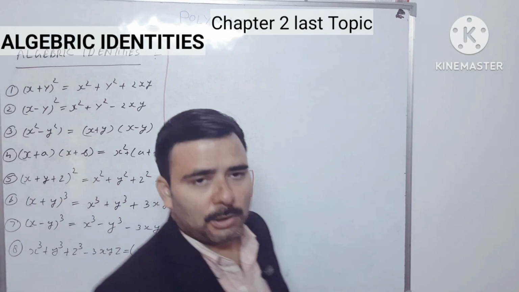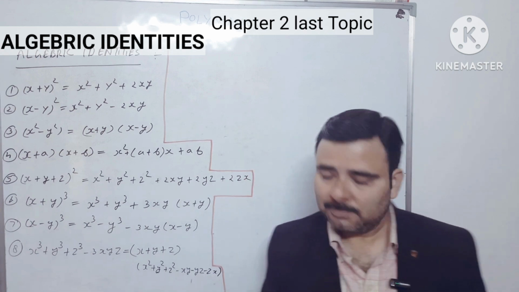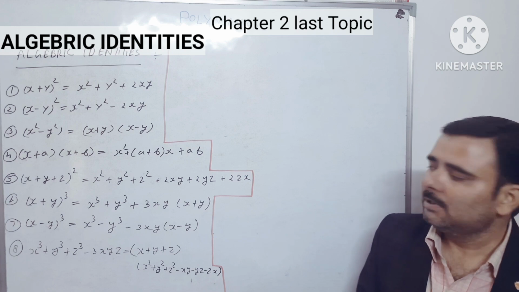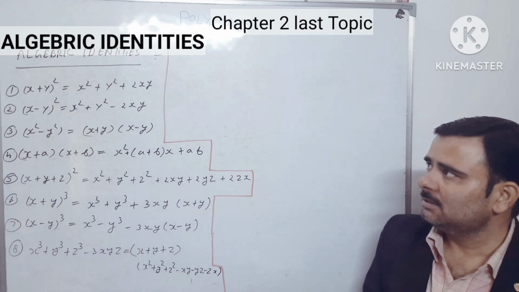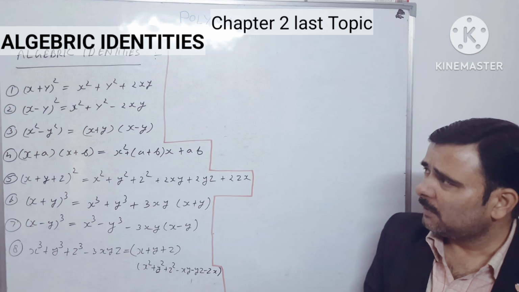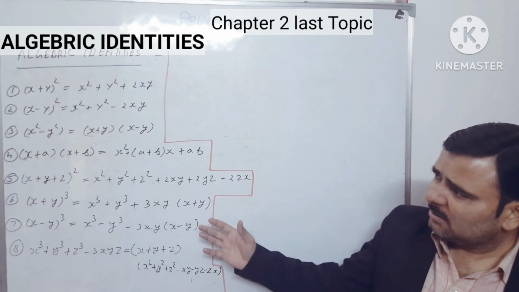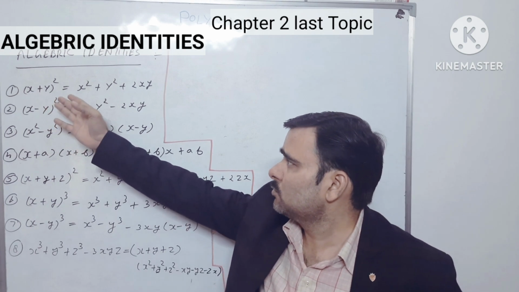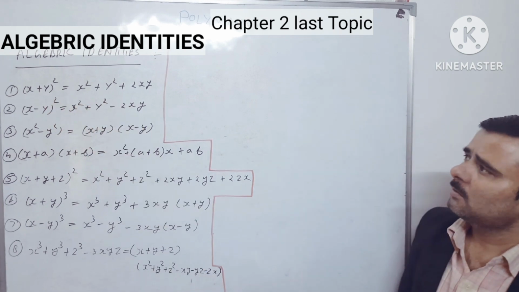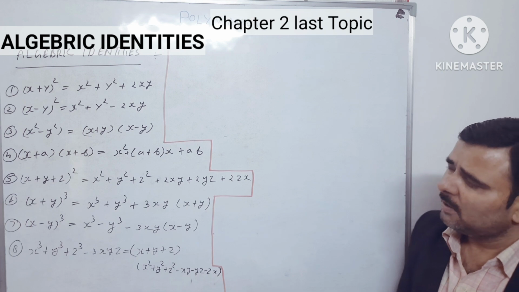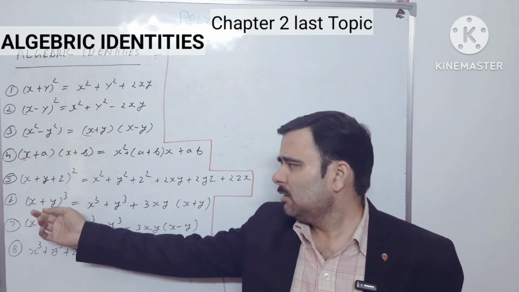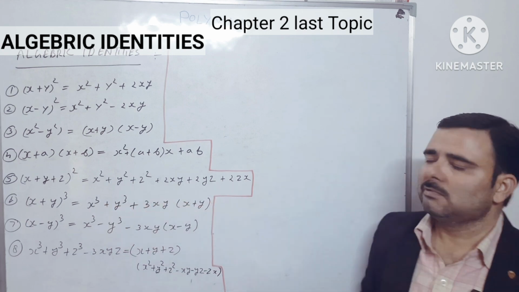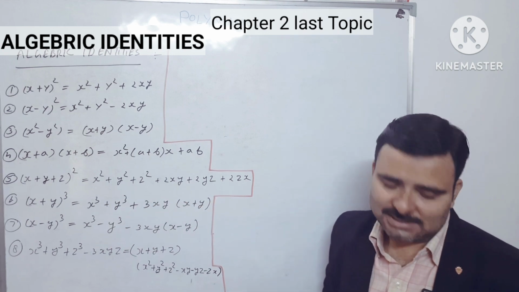Now in the chapter of polynomials, we have the last topic, that is algebraic identities. In this chapter you will study 8 algebraic identities. These are the formulas you can see written here. Suppose we have (x plus y) whole square is equal to x square plus y square plus 2xy. That is to say, if we want to find (x plus y) whole cube, then we can write down this value in this manner and we will get the required result.